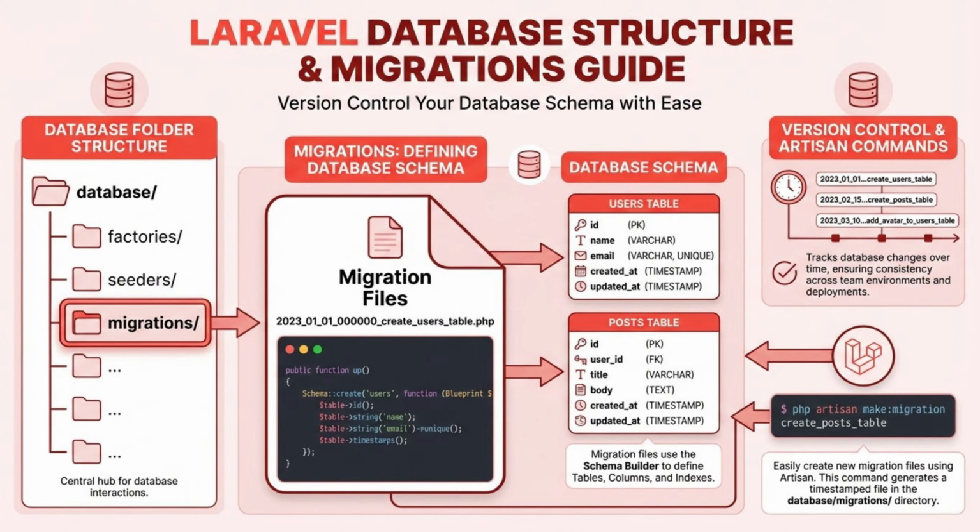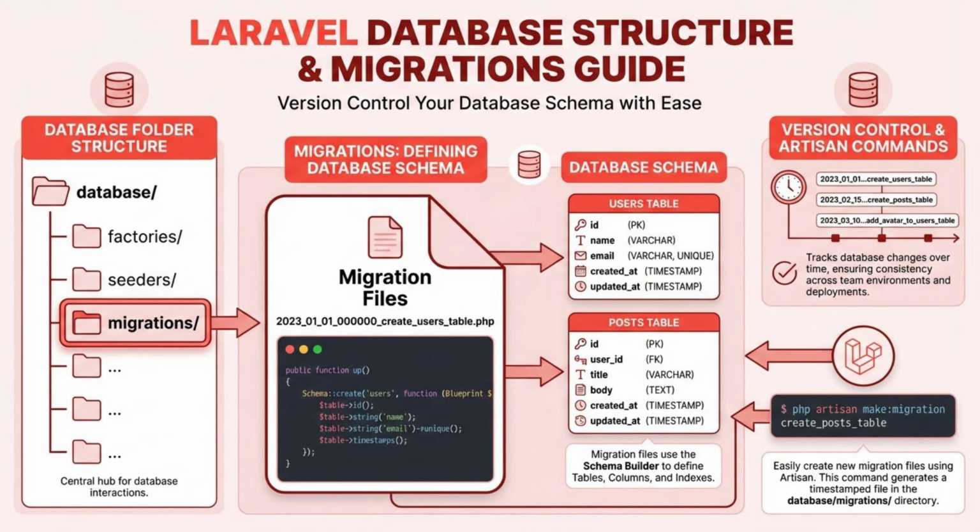Because each migration file includes a unique timestamp, Laravel always knows the exact order in which to apply database changes, making your schema consistent across every environment, whether it's development, staging, or production. When you run a migration command, such as php artisan make:migration create_posts_table, Laravel generates a new migration file inside the database/migrations directory.